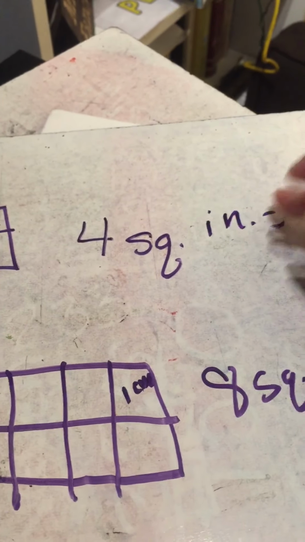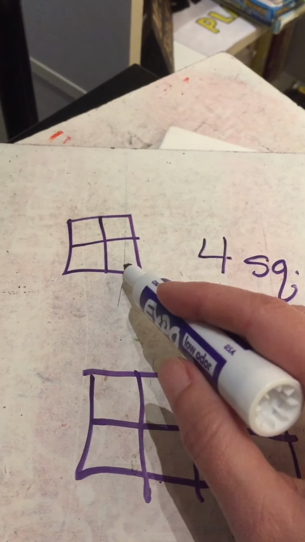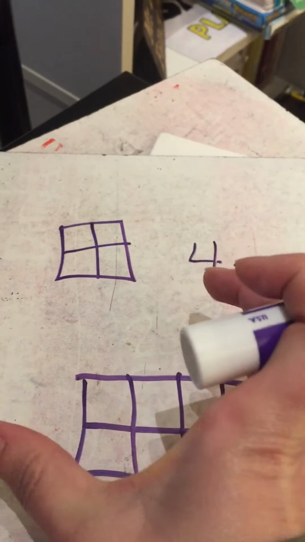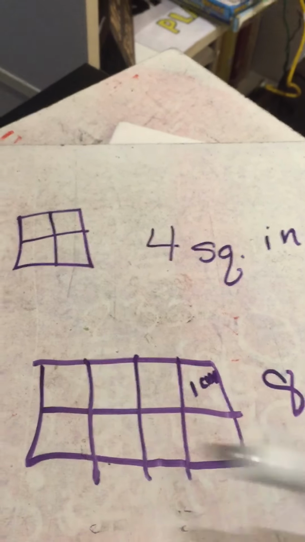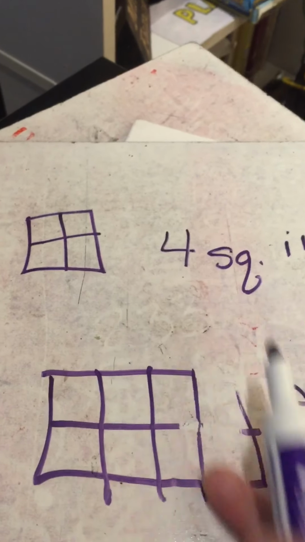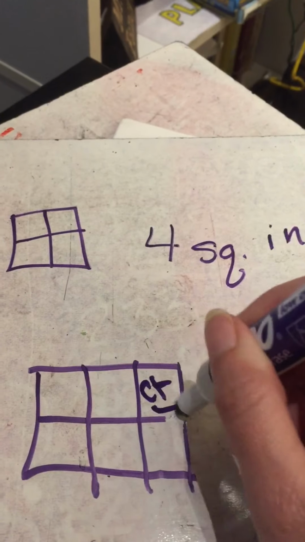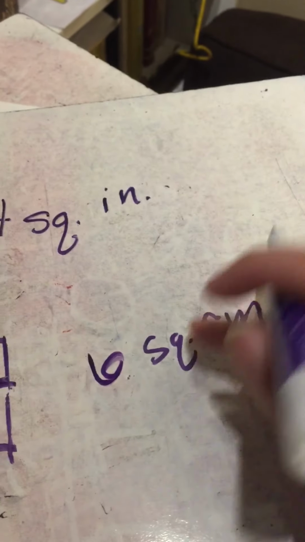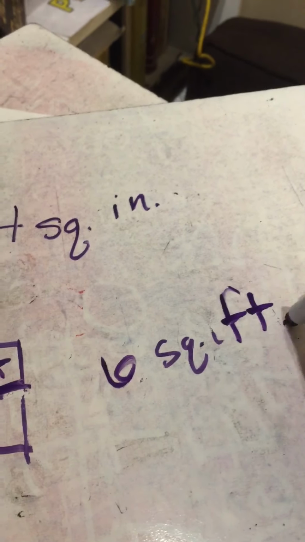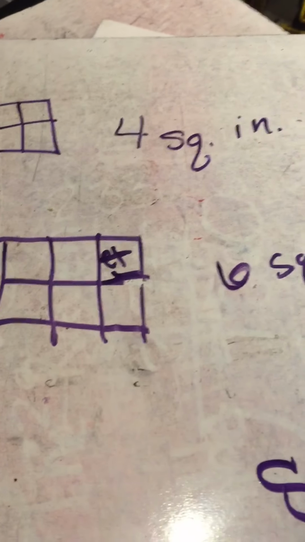4 square inches. It's important that you let it be known that it's square because that's not 4 inches. 4 inches in length would be like on your ruler. This is 4 square inches. 8 square centimeters. If it were just this, and I said that this was 1 foot, then it would be 6 square feet. Okay? But since you're not given anything, your answers would be square units.